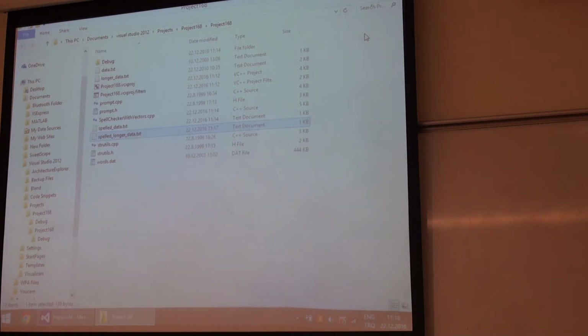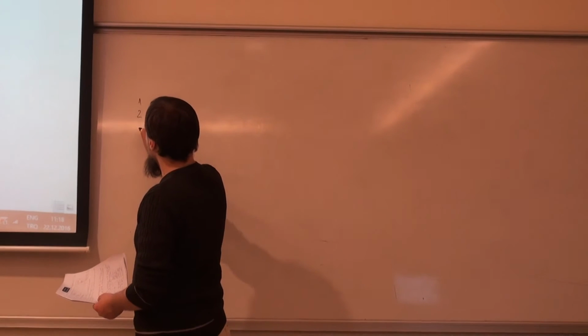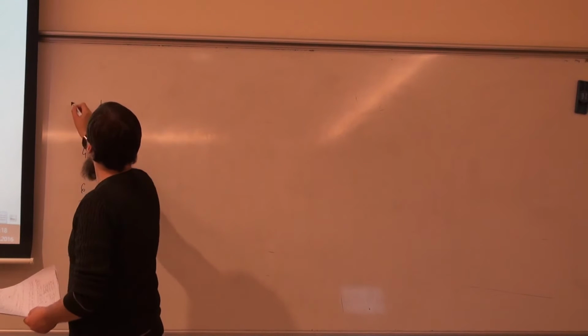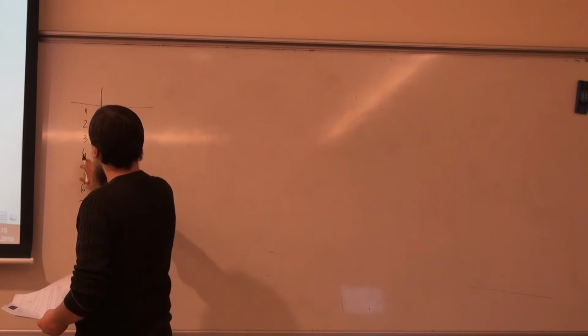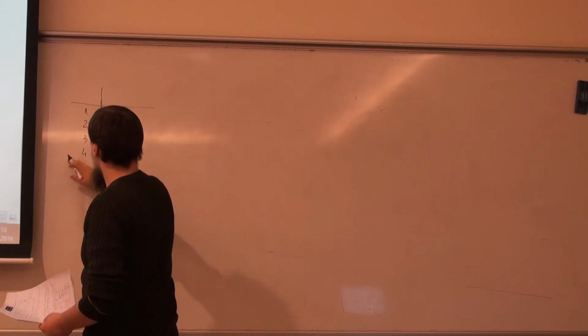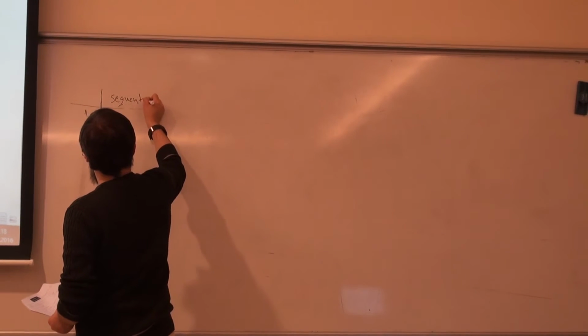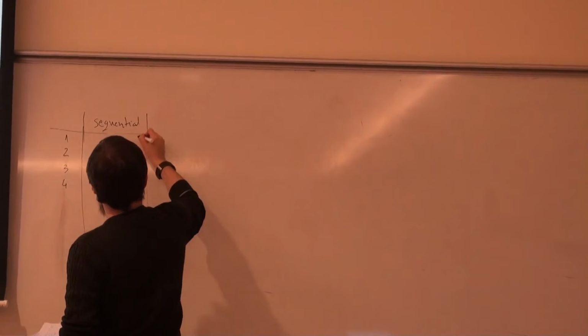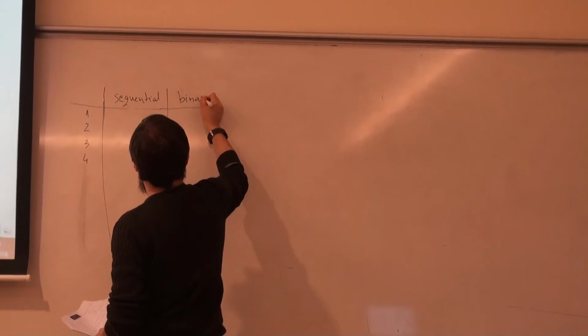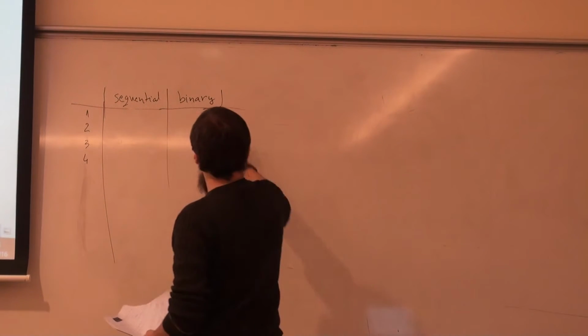Now, let's see what that stuff was, binary and sequential search. Let's say that we have numbers like 1, 2, 3, 4, 5, 6, 7, 8. Or let's say we have from 1 to 4. This is the sequential. This is the binary search. Let's say that we are looking for number 4.